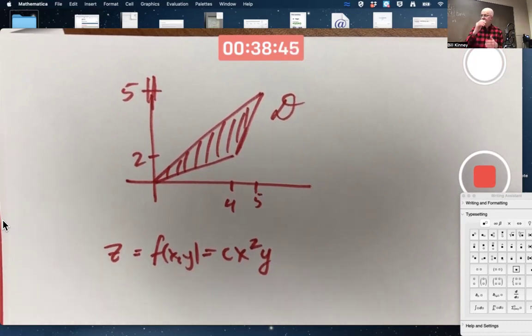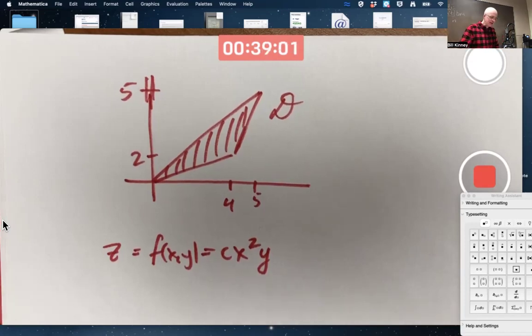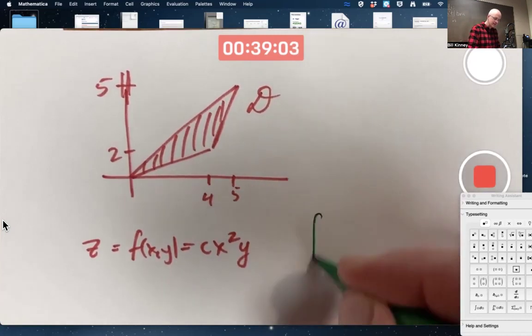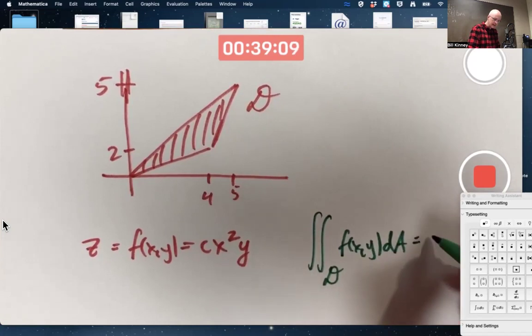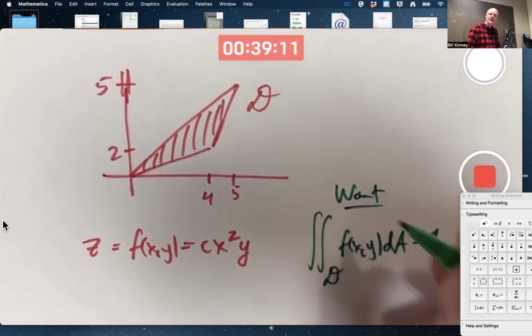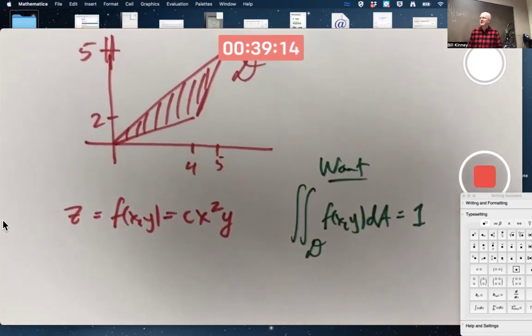But now the domain is not a rectangle, it's this triangle. And C could be different, probably will be different, to make the total volume under the graph and above D equal to 1. I'll probably get a different C. Conceptually, you're still wanting to choose C so that the double integral still equals 1. Still want this to be true. But the details of how to do that with iterated integrals gets harder. You might even say a good deal harder, trickier.